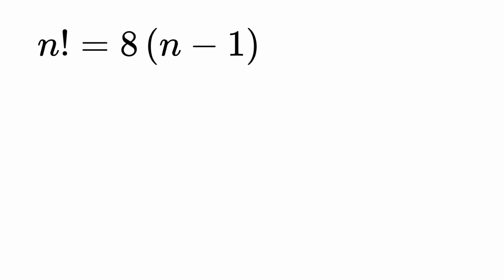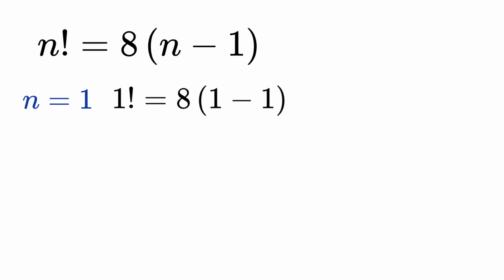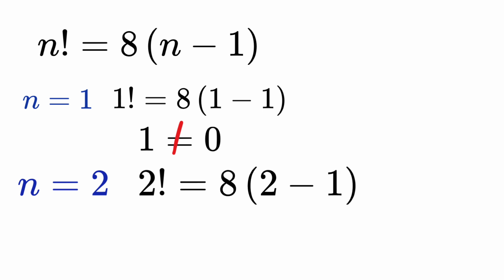First check the value by putting n is equal to 1, then we get 1 factorial is equal to 8 into (1 minus 1). 1 factorial is 1, is equal to 0, which is not equal. Now put n is equal to 2, then 2 factorial is equal to 8 into (2 minus 1). 2 factorial is 2, then 2 is equal to 8, which is not equal.